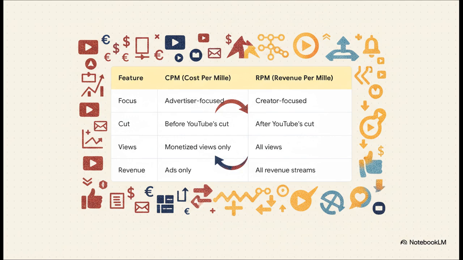Okay, this table breaks it down perfectly. Just look at the key differences here. CPM is all about the advertiser. It's calculated before YouTube takes its slice, and it only counts views that actually had an ad on them. But RPM is all about you, the creator. It's after YouTube's cut, it counts all your views, monetized or not, and it includes all your revenue streams. You see, that's why RPM is the true measure of your channel's financial health.